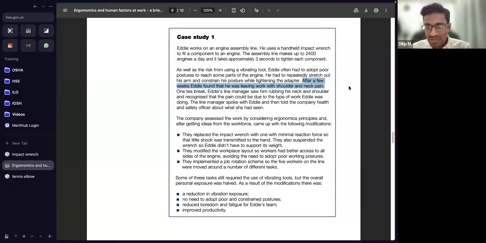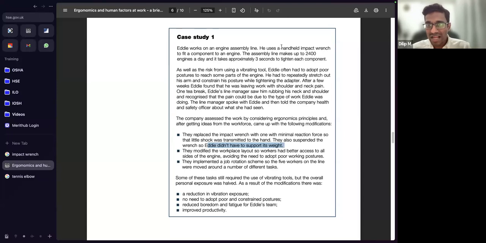Okay, so as a control measure, they replaced the impact wrench with one with minimal reaction force. So that will reduce the vibrations transmitted to the hand. And they also suspended the wrench, so Eddie did not have to support its weight.